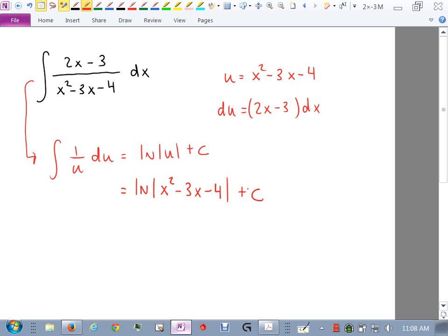So if we ever have an integral where we have a quadratic expression in the denominator, it sure would be nice to have its exact derivative up top, wouldn't it? Because then it would always just turn into this. Yes? How did you know to change the 2x minus 3 in the numerator to 1? I didn't. I replaced 2x minus 3 dx with du, and I slid the du out here and just left a 1 on top. So I just made my substitution and came up with this.